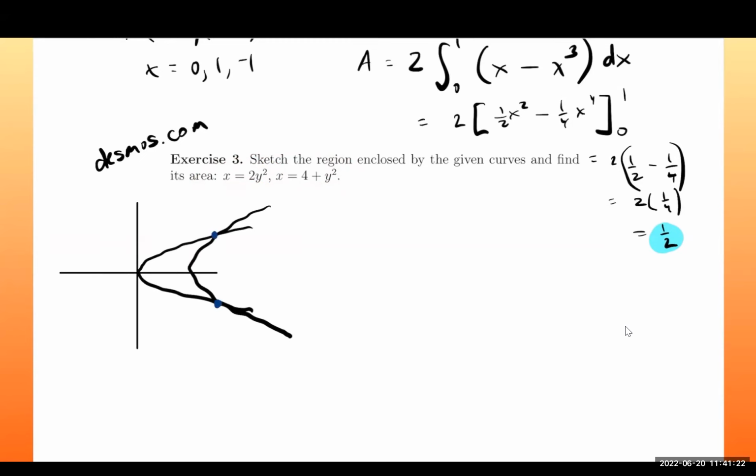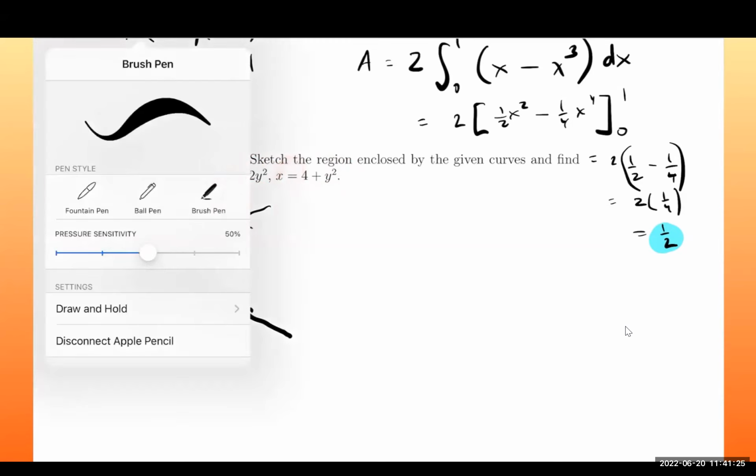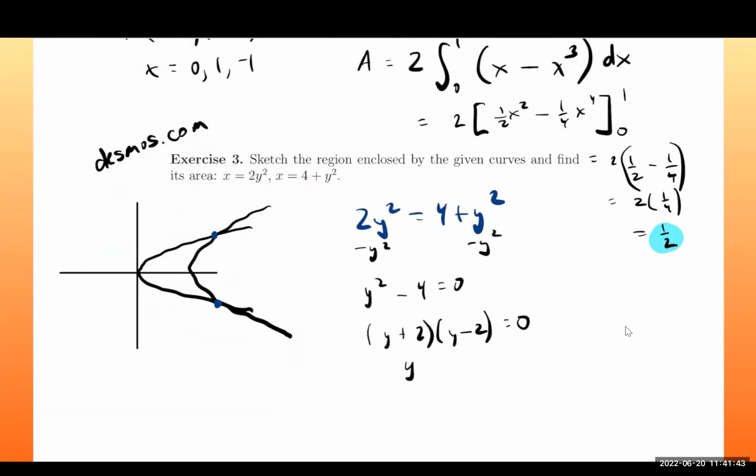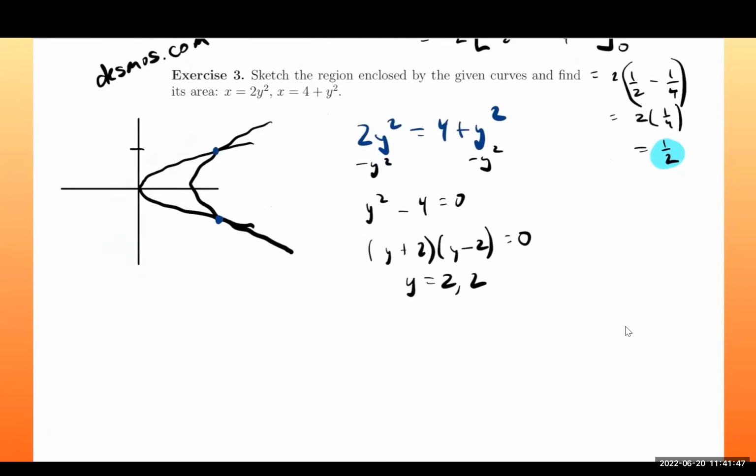All right, and because they're both equal to x, that means we can set the two functions equal to each other. 2y squared equals 4 plus y squared. Subtracting y squared gives us, and subtracting the 4 over. And as you can see, this is going to be plus or minus 2 for our points of intersection. But those are the y coordinates. So y is going to be positive 2 up here and negative 2 down here.